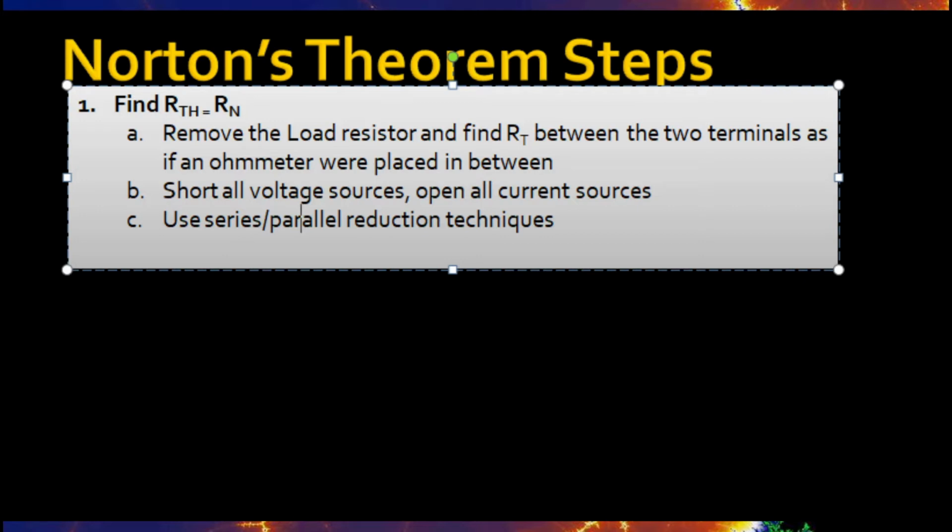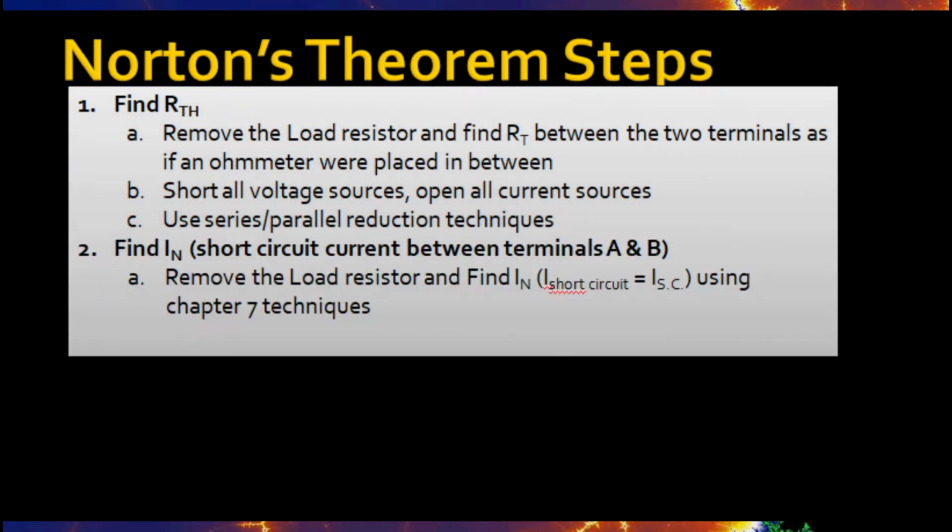Just to refresh, you short all voltage sources, you open all current sources, and essentially it's as if you are putting an ohmmeter in between those two terminals. We use series parallel reduction techniques from chapter 7 to accomplish this. So it's identical to the Thevenin resistance calculation, which is how these two things are related to one another.